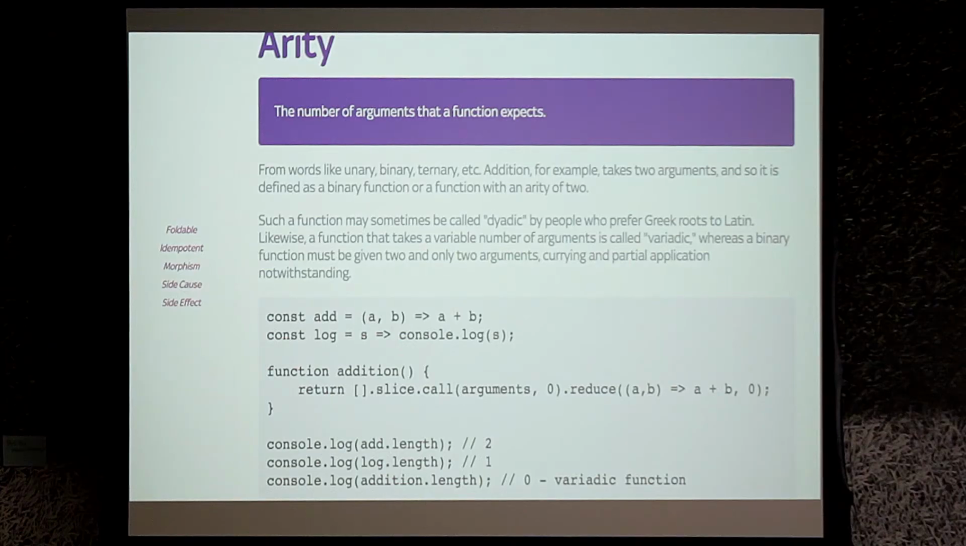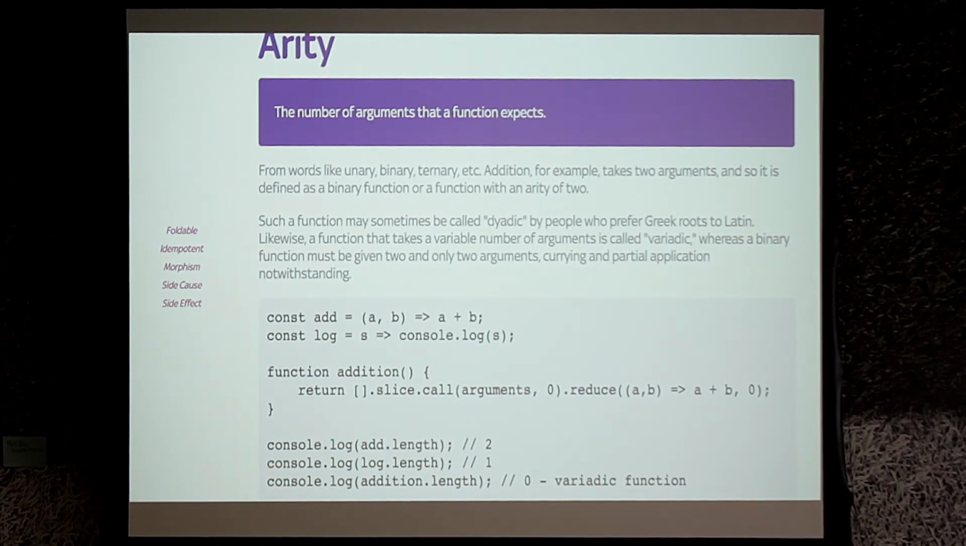Arity, really simple. It's the number of arguments a function expects. So you can say something is unary, binary, ternary, etc., or it's variadic if it takes any number of arguments.